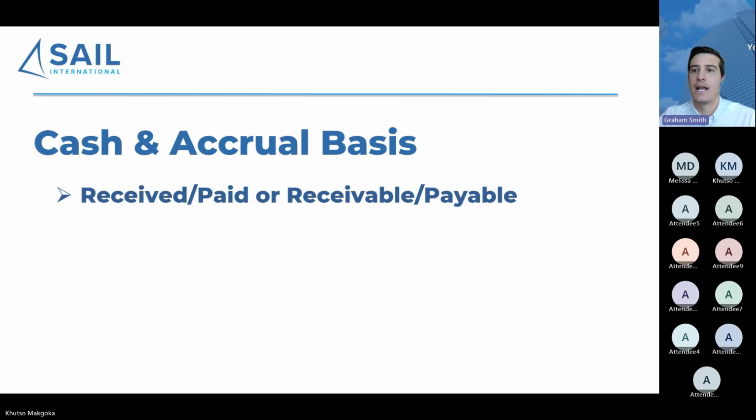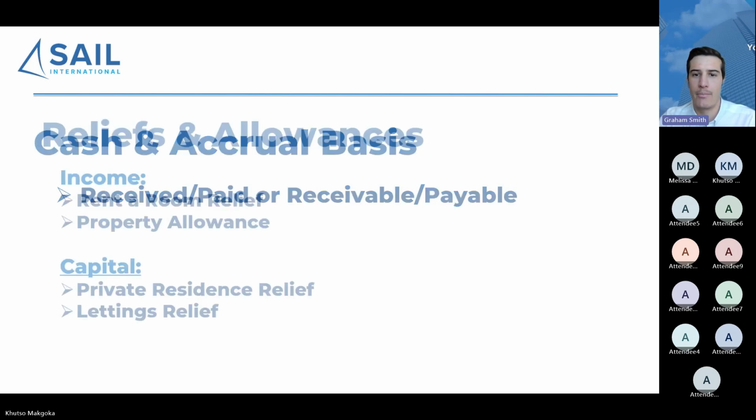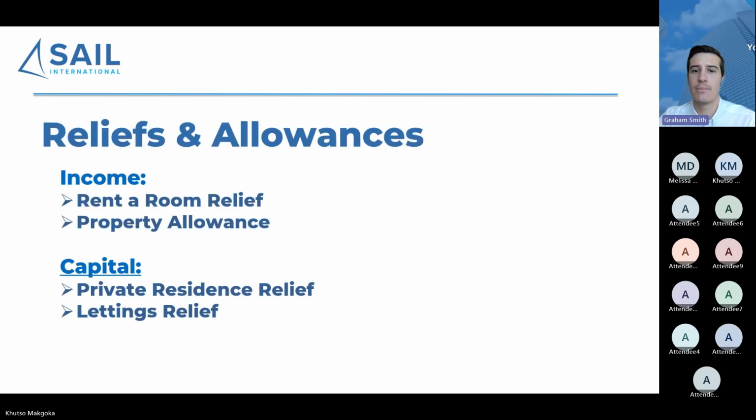Now, there are certain reliefs and allowances that apply mainly to your primary residence. There are two that apply to income and two that apply to capital. The first one is rent a room relief. If you rent out a room that is in your only or main residence, the first £7,500 of income can be discarded as profit, and it will not be taxed. If it is above this, then it will be taxed.